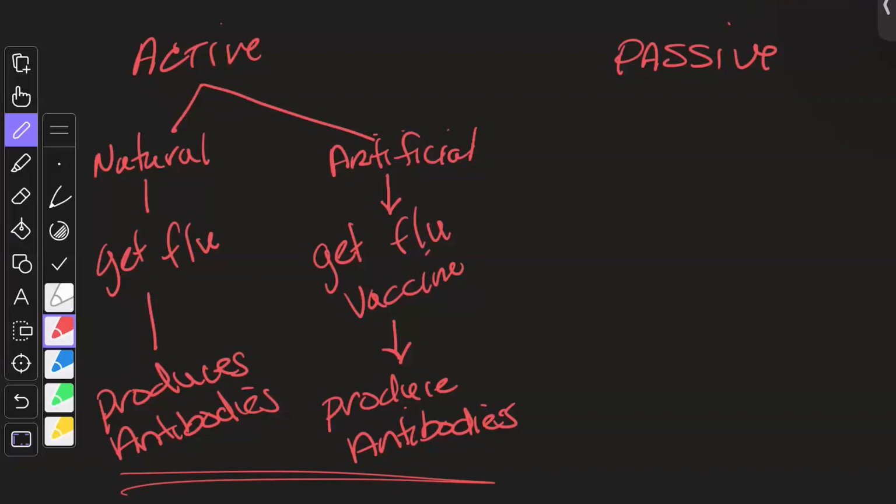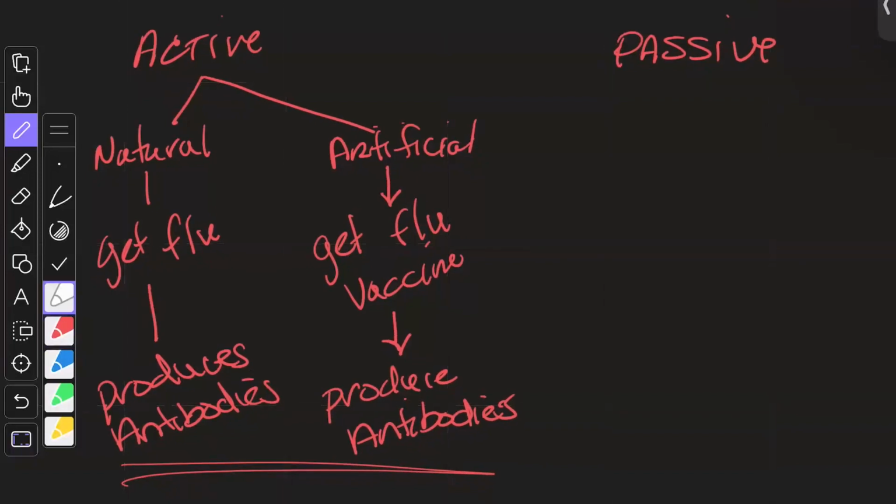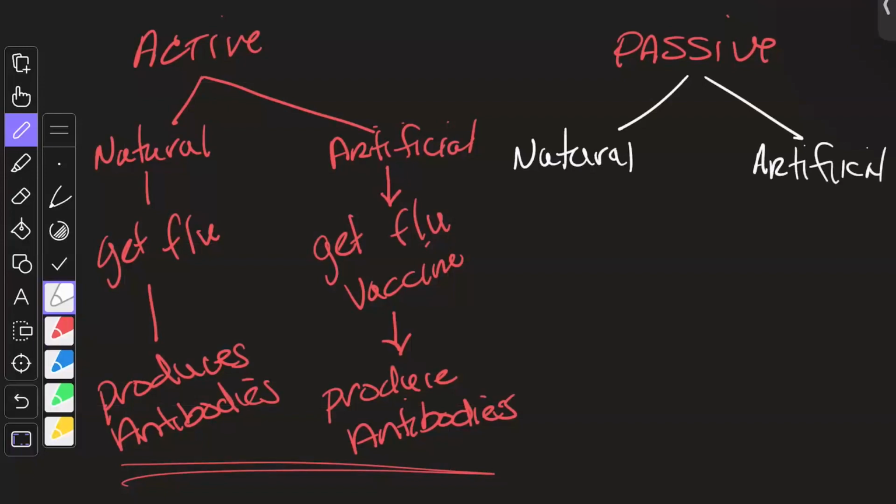Now, passive also comes in a natural and an artificial form. Natural passive immunity. There's a very short period of time in which we all have natural passive immunity, and it is directly after we are born.